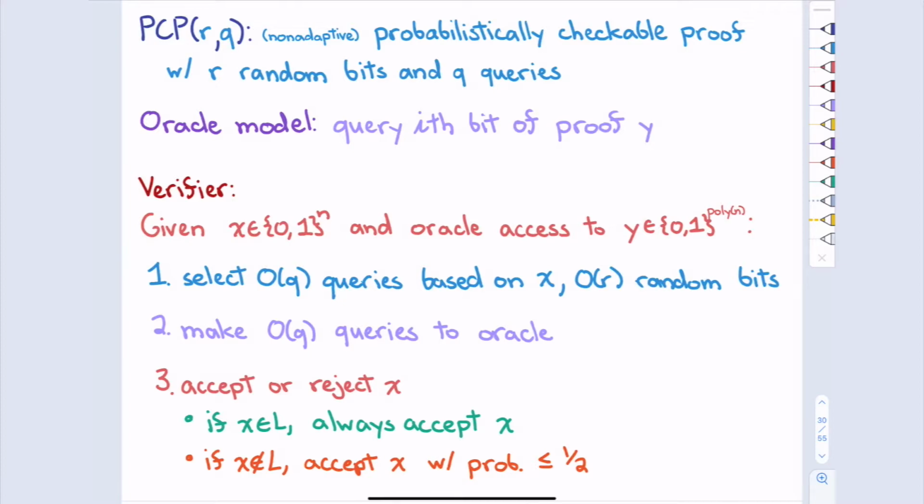Well, it depends on Q, but we're going to choose Q to be much smaller than the size of Y. So you can access any bit you want, but what makes the problem fun and interesting and challenging is, can you feel pretty good about accepting or not accepting X without looking at the whole proof?